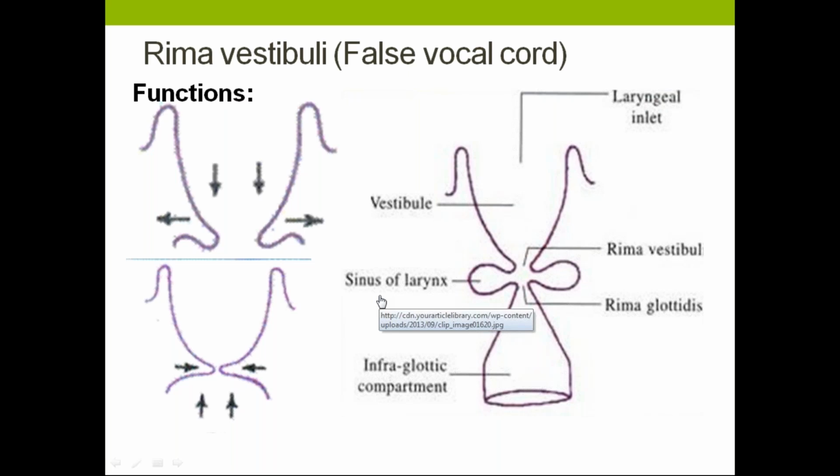So whenever there is any increase in intra-abdominal pressure, that is during coughing, micturition, defecation, or parturition in females, at that time there should be approximation of the vestibular fold. This will increase the intra-abdominal pressure. Okay, so I think now you are clear about the Rima vestibuli. So Rima vestibuli is nothing but a space between the two vestibular folds.